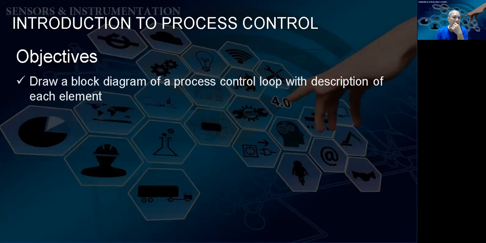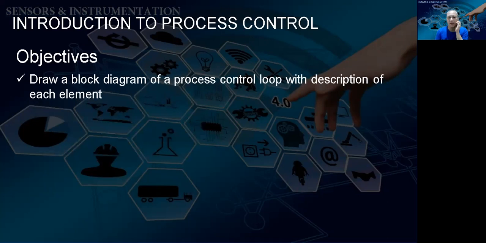So the objective of this topic is that, hopefully, as soon as we finish this, we can draw a block diagram of a process control loop with a description of each element. At the end, as usual, I will give some case studies or problems to be solved. So later, you should be able to draw a block diagram of a system and how to connect the elements in terms of the process control loop.